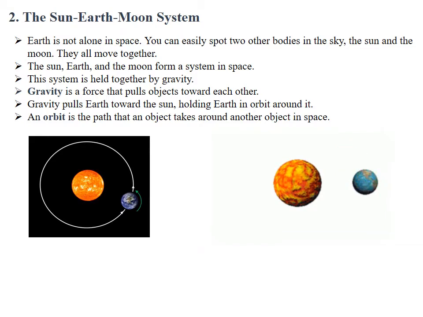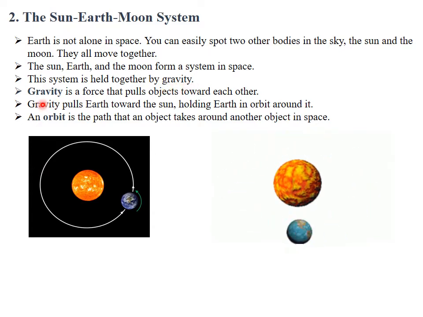Now, let us talk about the Sun, Earth, Moon system. We should know that Earth is not alone in space. You can easily spot two other bodies in the sky, the Sun and the Moon, and they all move together. The Sun, Earth, and the Moon form a system in space. This system is held together by gravity.